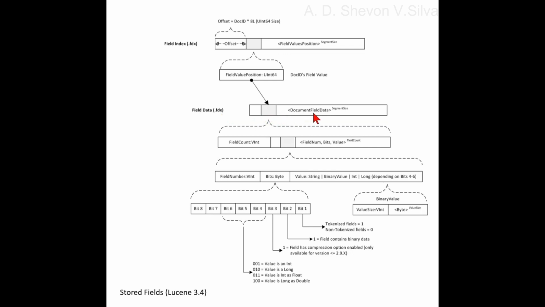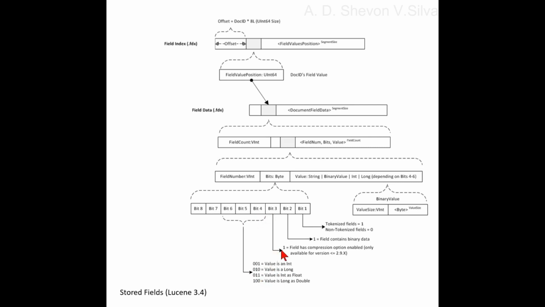Here you can see the document field data, segment size. Before that, you can see the field count, VInt, and another field. Then you can see the field number, VInt. This section consists of the field number, VInt, and bits, VByte. Bit 8, bit 7, and bit 6 to bit 4: 001 means the value is an int, 010 means the value is a long, 011 means the value is an int as float, and 100 means the value is a long as double.